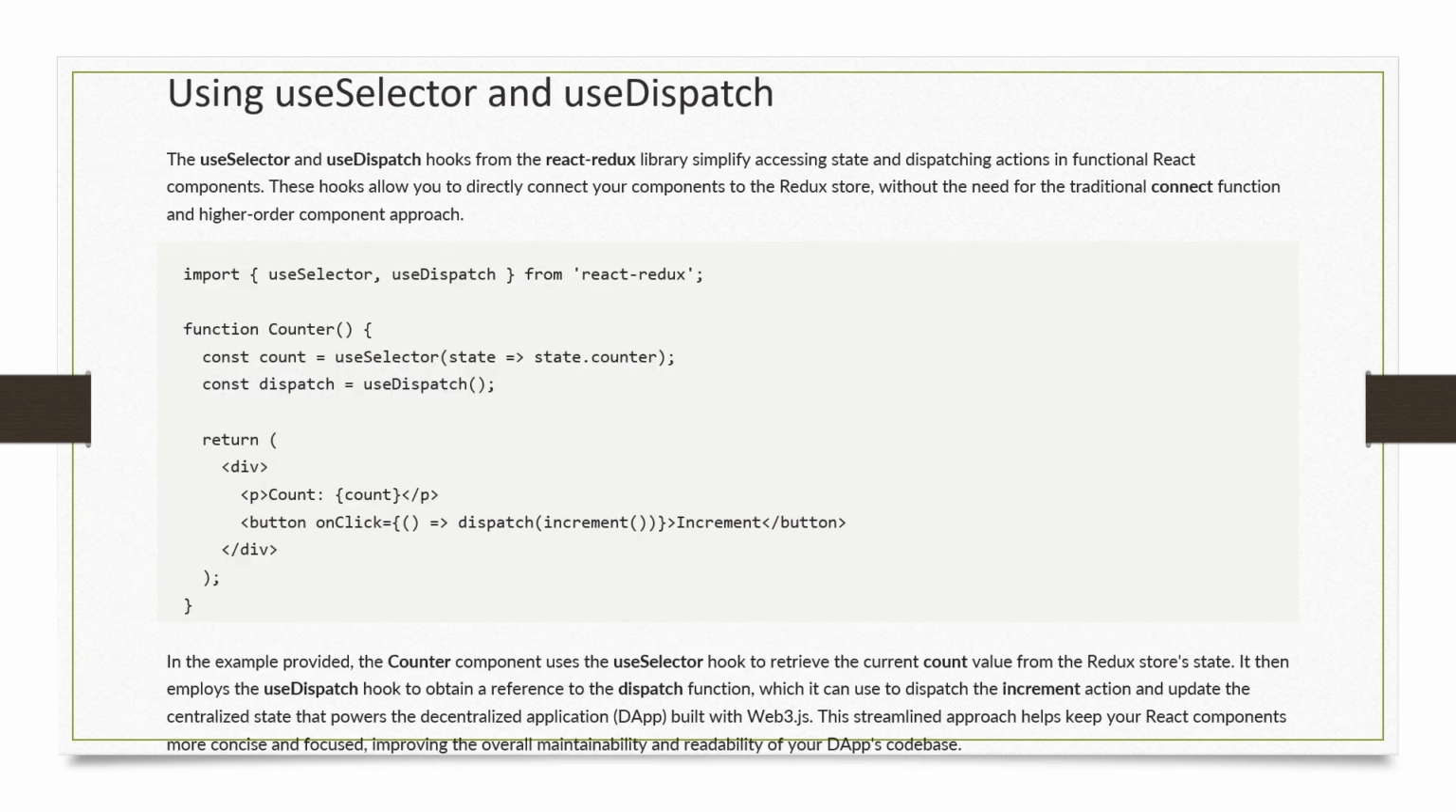The useSelector and useDispatch hooks from the React Redux library simplify accessing state and dispatching actions in functional React components. These hooks allow you to directly connect your components to the Redux store. The code you can see is very basic here. The first line of the code imports React, and then it imports the useSelector and useDispatch hooks. Then this hook retrieves the count from the Redux state. This hook returns the dispatch function, and then finally dispatches the increment action when clicked.